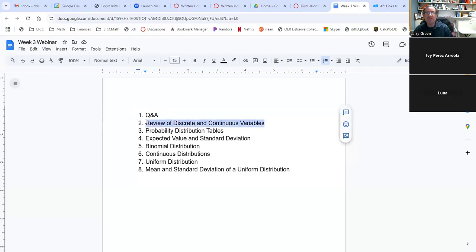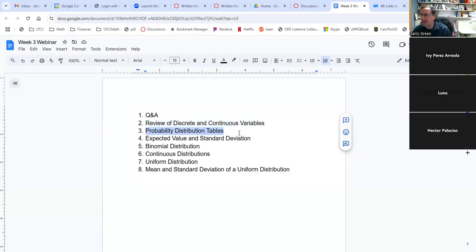Then we're going to review discrete and continuous variables. We talked about those in week 1, but now we're really going to be looking at them. So it's good to review them. Then we'll look at probability distribution tables. We'll mostly do that using some examples and seeing how to create probability distribution tables from a given scenario. Then we'll look at the expected value and standard deviation for these examples. And again, I don't expect you to all understand all that yet, but hopefully by the end of the hour you will.